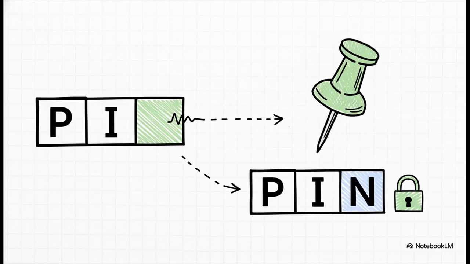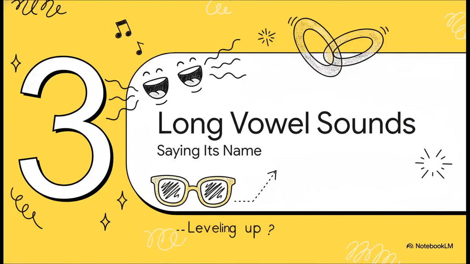And let's do one more, just to really lock this in. P-I-N. The vowel is I, so it makes its short I sound. P-I-N. Pin. So there you have it. One vowel usually gets you one short sound. That's the base rule. Okay, you've totally got rule number 1 down.